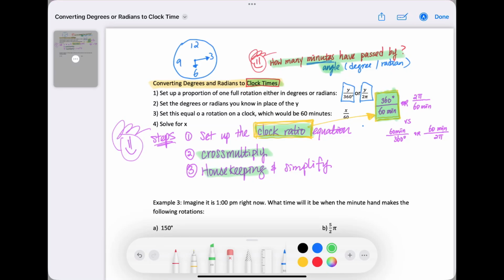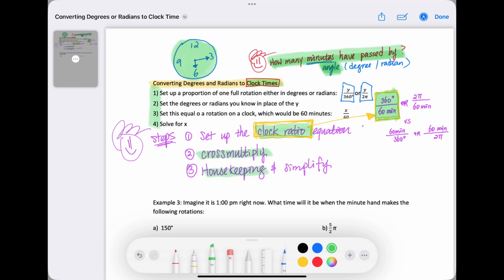Alright, in this video, we're going to talk about the conversion between degrees and radians to clock time. It's fun. As you can see, the clock is a unit circle, 360 degrees. So we can use that knowledge. Clock time basically asks how many minutes have passed. The minutes you can think of as the angle. How big is the angle?